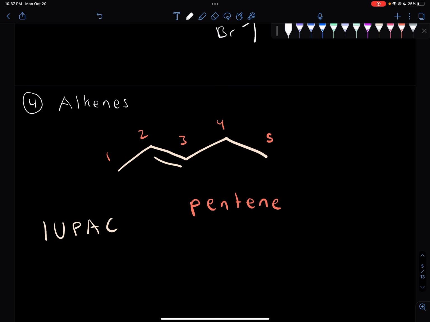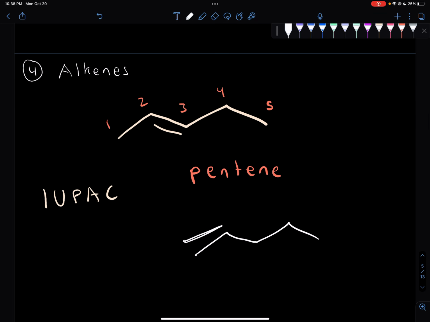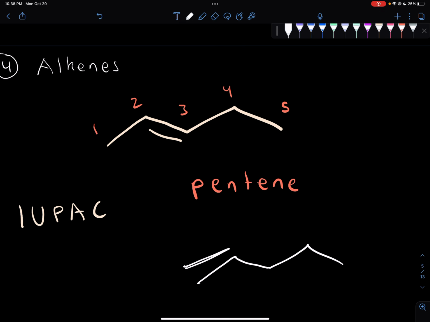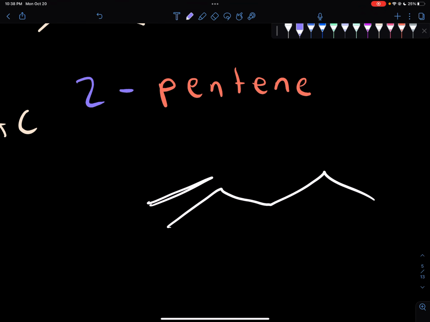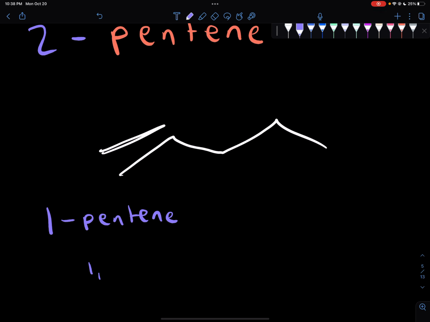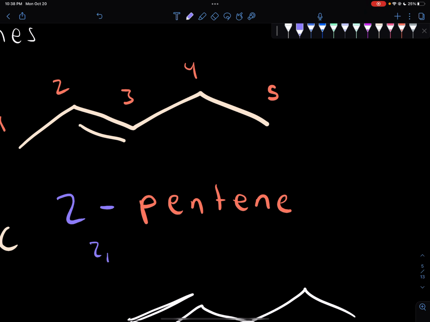Okay, cool. But what about this? This is also a pentene. So how do we distinguish them? You look at where your double bond is. So it's on the 2 and 3 carbon. You just take the lowest of the two, and it's understood that the bond is between the 2 and the 1 in front of it, the 3 carbon. So you can call this a 2-pentene. For this one, you can call it a 1-pentene. And once again, it's understood when you say 1-pentene that the double bond is between 1 and 2. And for 2-pentene, it's 2 and 3.